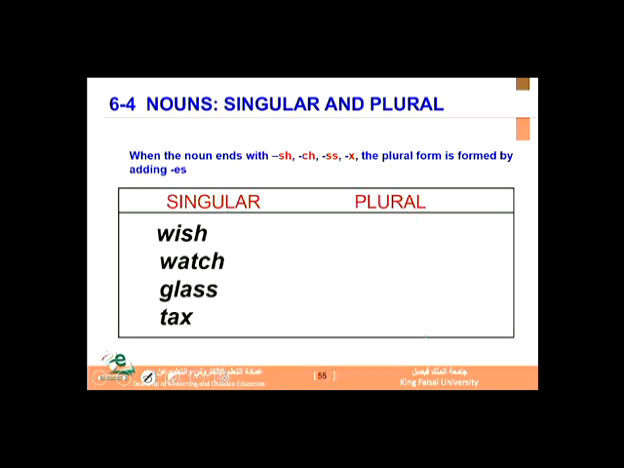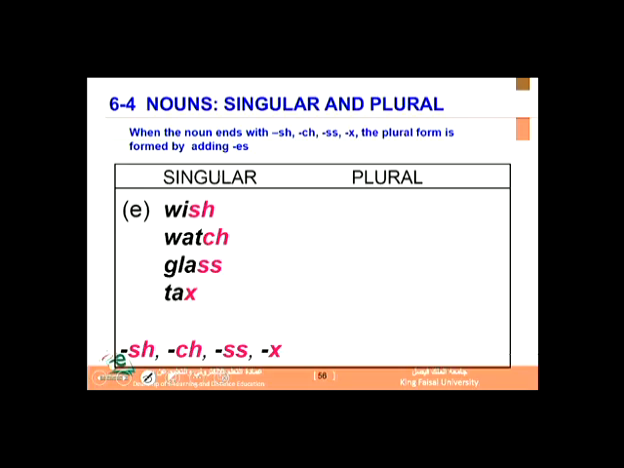Now, sometimes we have certain nouns that end with SH, CH, double S, and X. When the noun ends with those endings, those sounds or letters, the plural form is formed by adding ES, not only S, you have to make it ES. So these are singular nouns, and this is how the plural form is made.